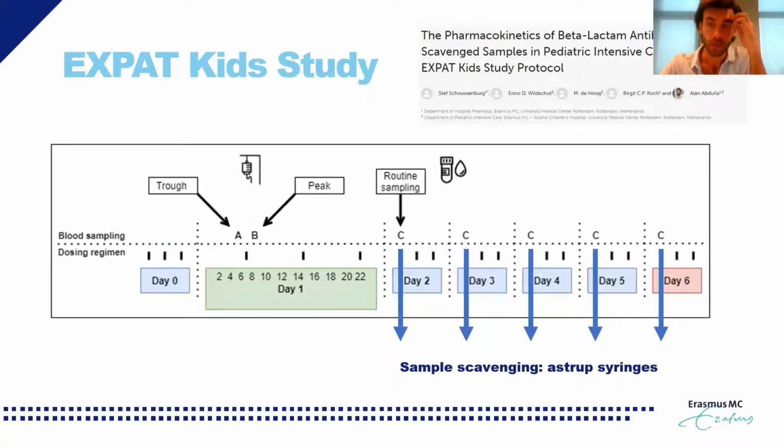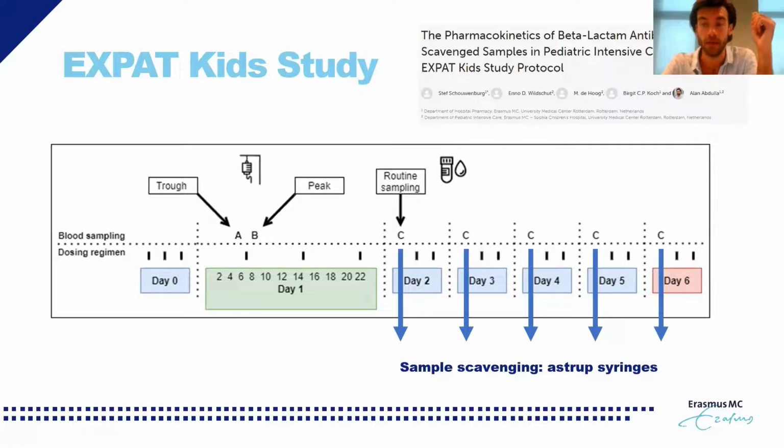Lastly, I'm currently conducting the EXPAT KID study at the Erasmus MC. It's a clinical trial about the effectiveness of beta-lactams in the pediatric intensive care unit. And if you look at this small graph, we're currently taking a trough and a peak sample around a dosage moment. And then the days afterwards, we're collecting S-strip syringes.